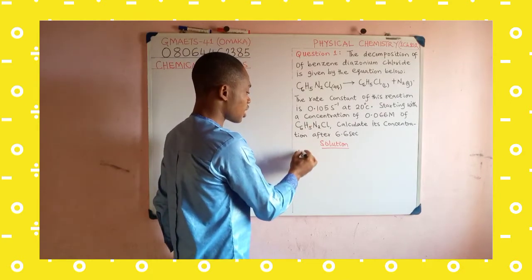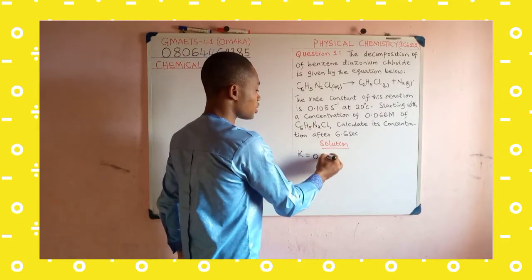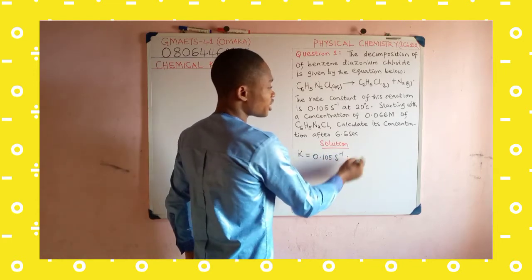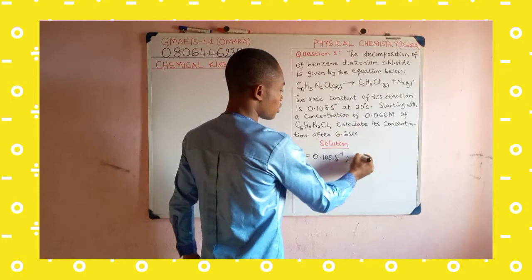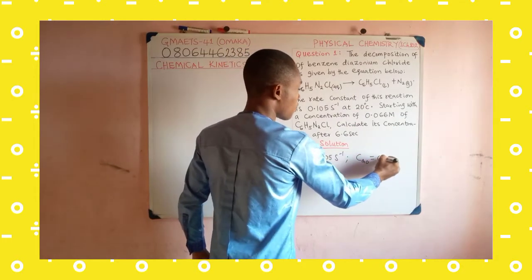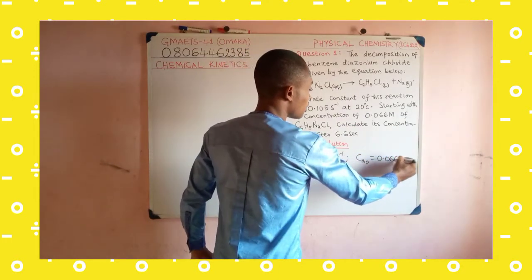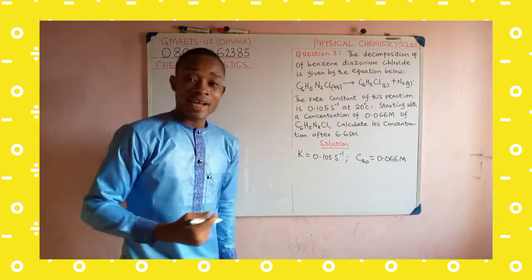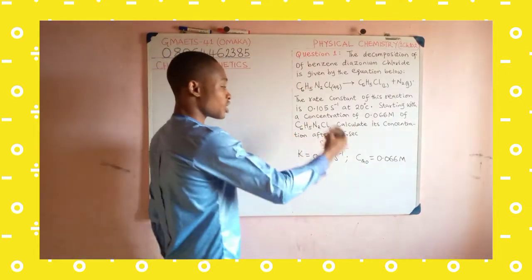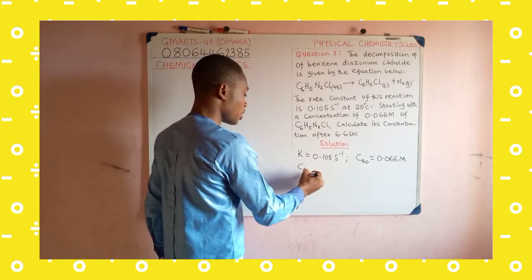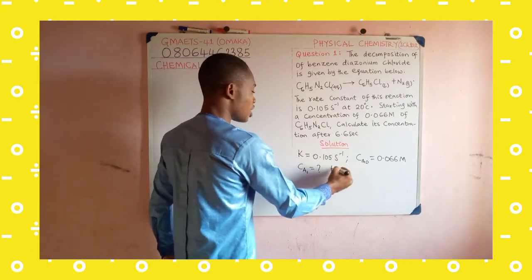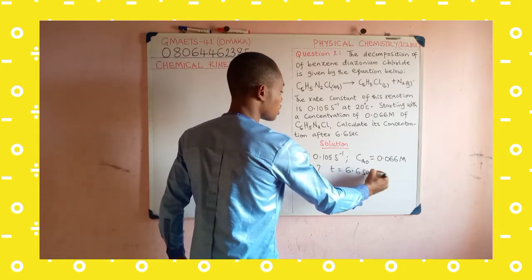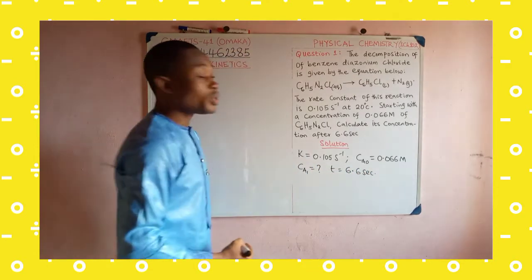The rate constant k was given to be 0.105 per second, and then the reaction started with an initial concentration CA0 of 0.066 molar, that is mole per dm cube or per liter, and then we have to calculate the concentration after 6.6 seconds. So the final concentration we don't know. The time during which they want us to calculate this concentration is 6.6 seconds. So what do we do here?